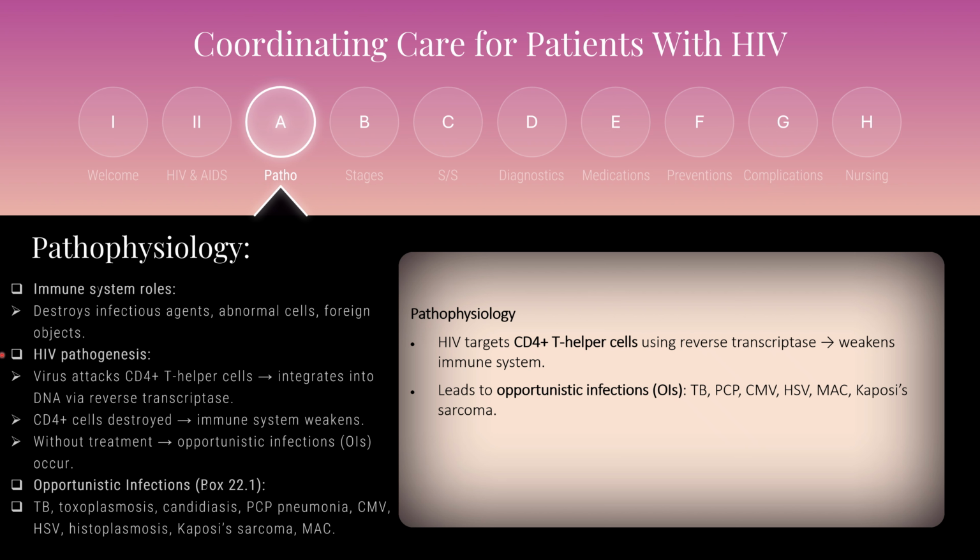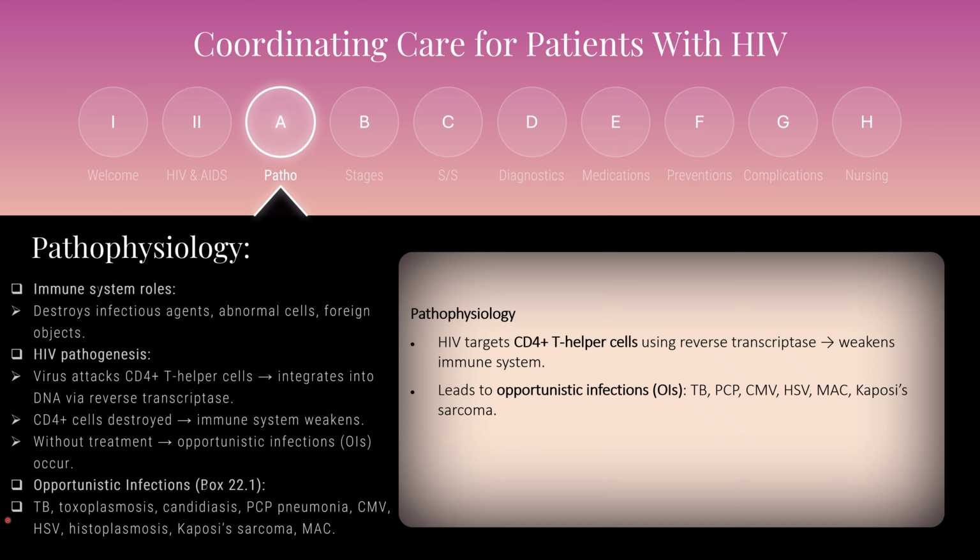The HIV pathogen, the virus, attacks the CD4 T helper cell and integrates into the DNA via reverse transcriptase. I think you remember in microbiology how the DNA and RNA duplicate, so this actually goes on inside that cell. The CD4 plus cell is destroyed and the immune system weakens. Without treatment, opportunistic infections occur.